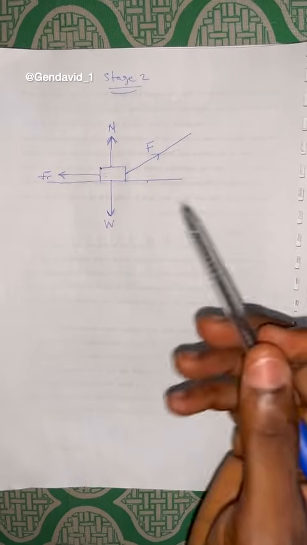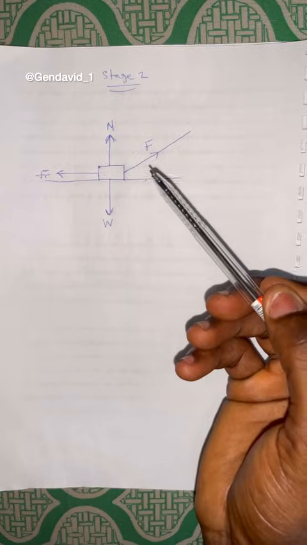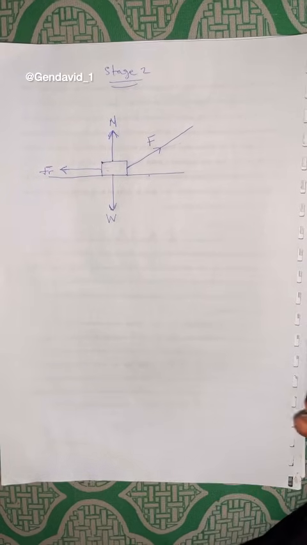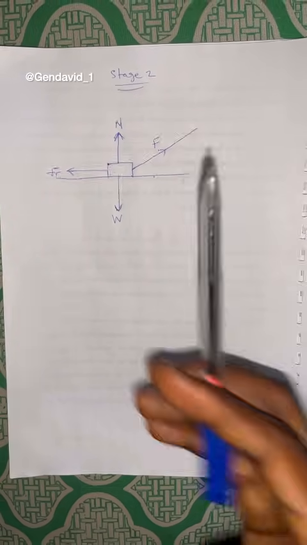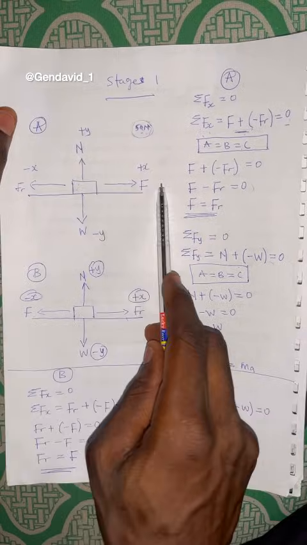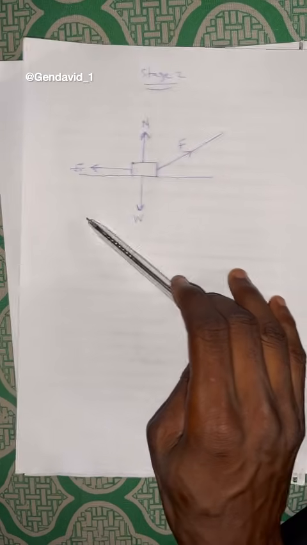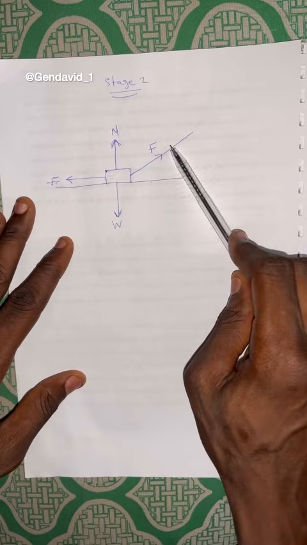This one is a bit different from the other one. The reason is that in the other one that we did, the applied force goes horizontally. But in this one, the applied force is not going horizontally and is not going vertically. So we have to resolve this.